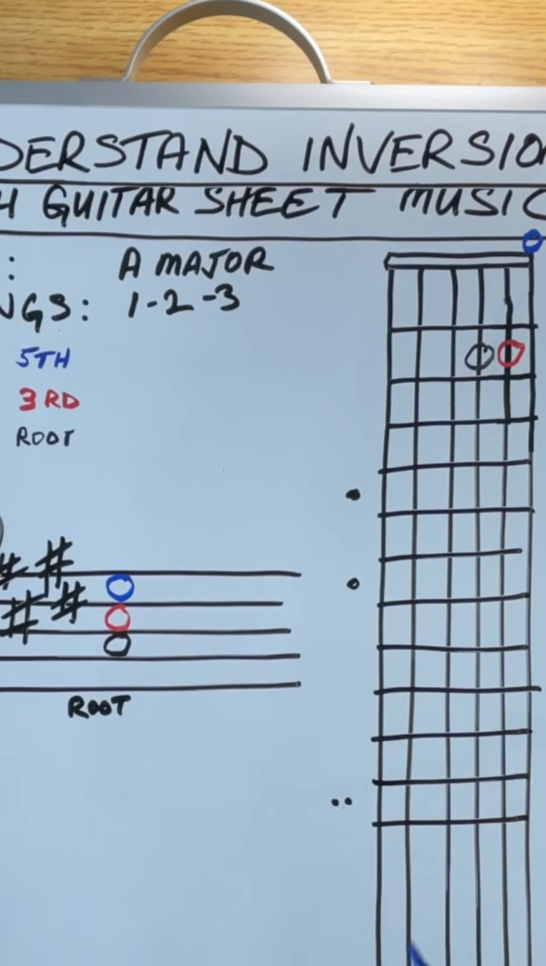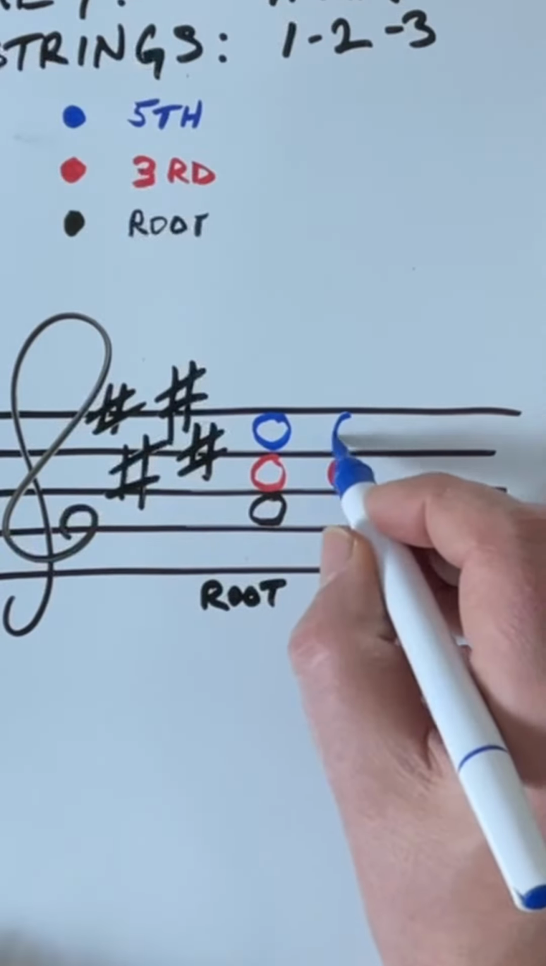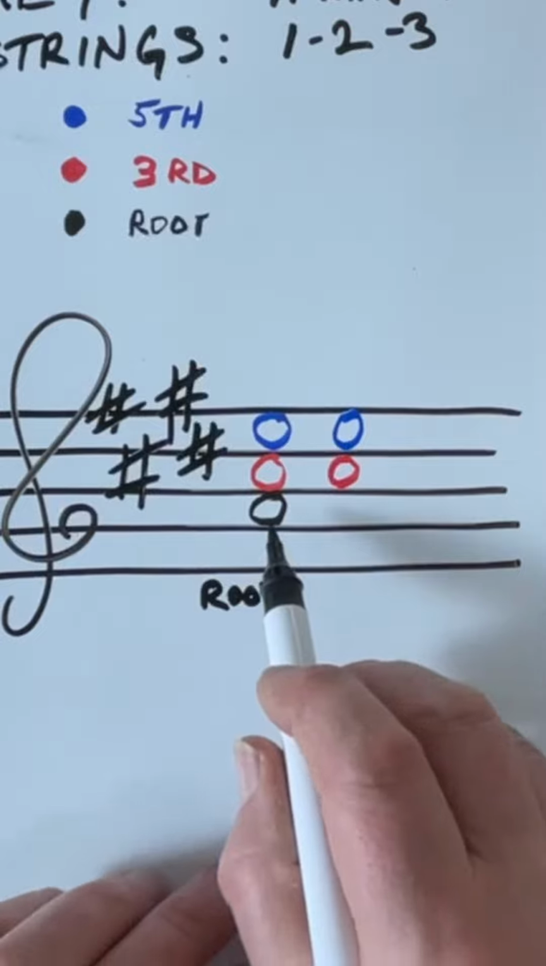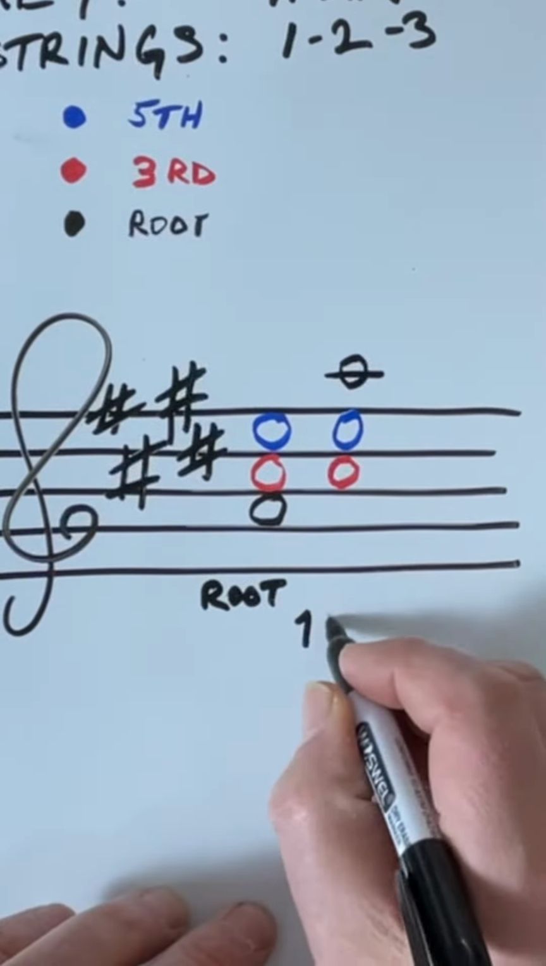A root inversion has the root note in the bass. We put the C sharp in the bass and the E above it, and then we put the root note on the top, which is A. This is called a first inversion.